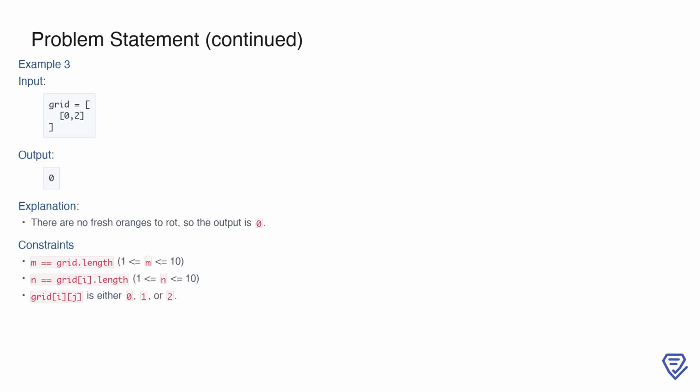In a simpler scenario, let's look at the grid 0 2. Here, there are no fresh oranges in the grid to begin with, only one rotten orange is present. Since there's nothing to rot, the minimum time required is 0. This highlights that if there are no fresh oranges present in the grid initially, the problem is already solved, and the output is simply 0. The constraints of the problem ensure that the grid size is small, with dimensions up to 10 by 10, making it manageable to analyze and solve.